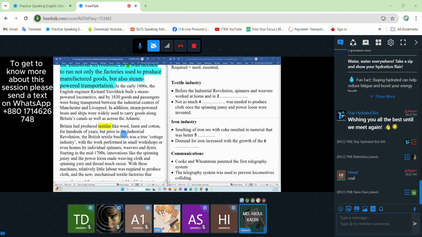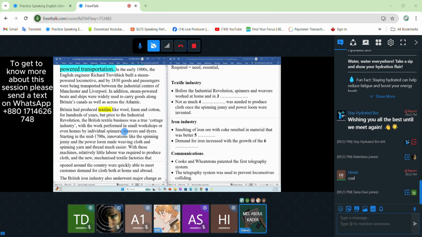Okay, so it seems that in this paragraph we are going to have the answer to question number 3. Let's see. Before the industrial revolution, that's the most important phrase. Spinners and weavers worked at home and in dash. Look at this, here we can see home. Home is a place, right? As we've got the word home, that is a place. A similar word we should find for question number 3, which means a name of a place.